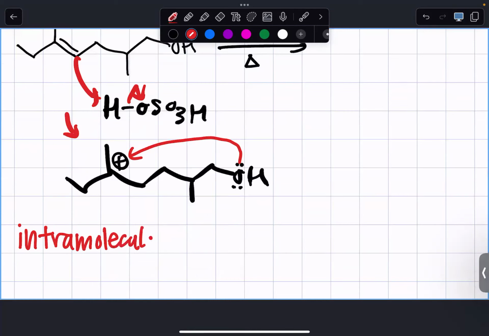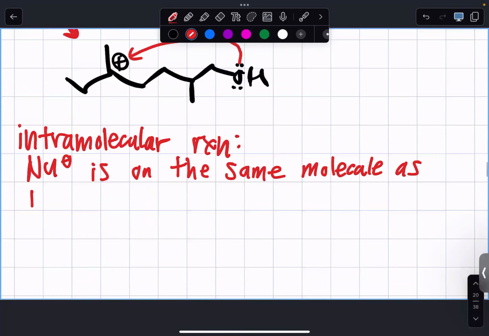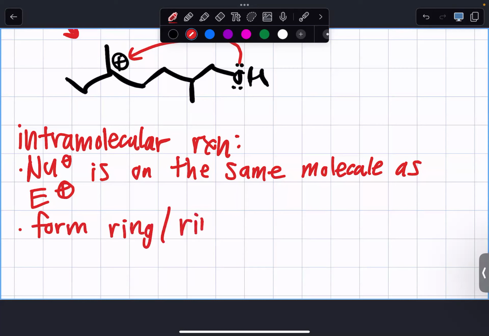Intramolecular reaction, which means that the nucleophile is on the same molecule as the electrophile. And intramolecular reactions will always form rings, or do ring closing. It closes a ring.